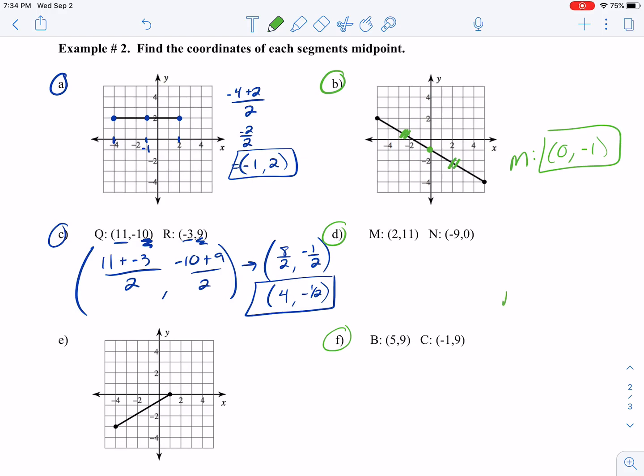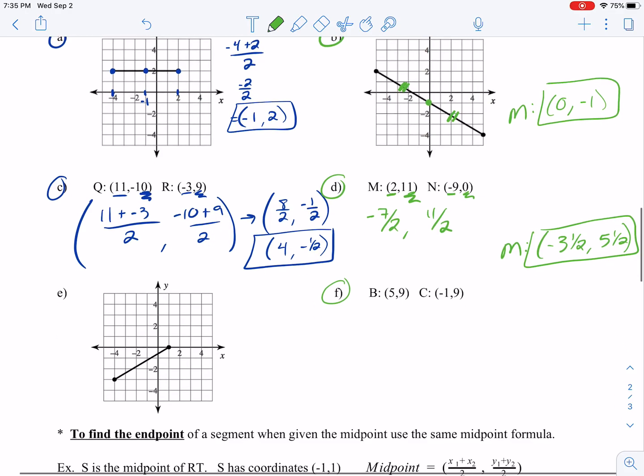For D, your midpoint was located at -3.5 and 5.5. Right, the average of your x's, 2 plus a -9 is -7, and then 11 plus 0 is just 11 divided by 2 gets you your 5.5.